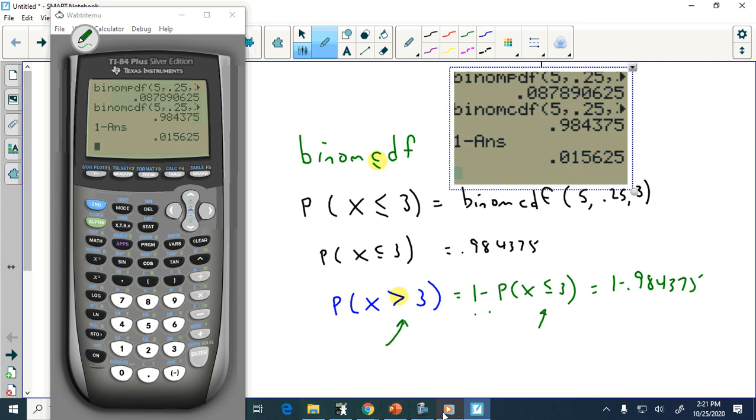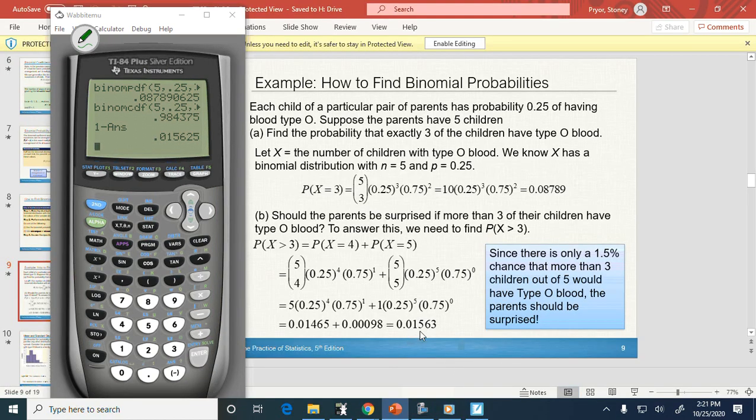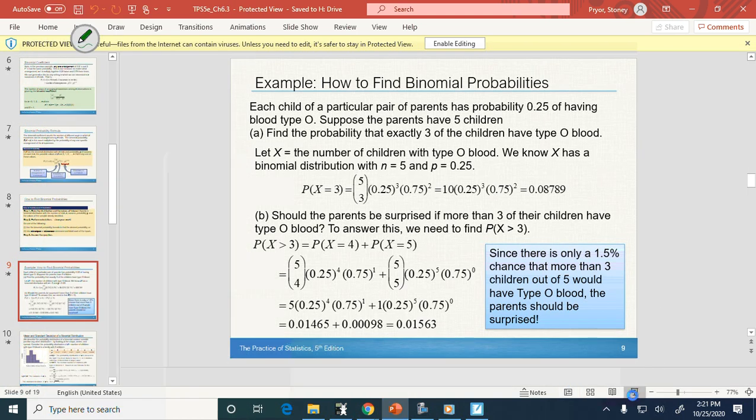.015625, and that might look like that. So there's how you do those same functions on your calculator.